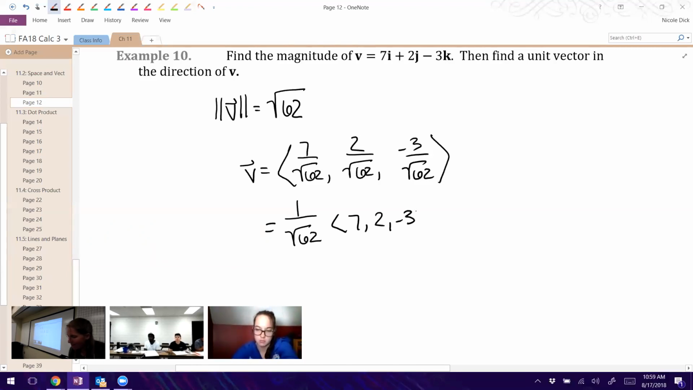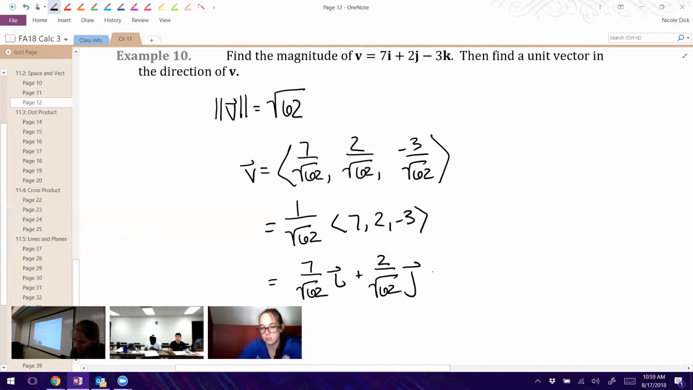I wouldn't advocate this one. I think distributing is better, but that isn't wrong. You could do it that way. If you want to write it as a linear combination of the vectors, you can do it that way too. So you can write it as 7 over root 62 in the i direction, plus 2 over square root of 62 in the j direction, minus 3 over square root of 62 in the k, and that would be fine also. So all of those are equivalent. If you want to write that linear combination in vector form, go for it.